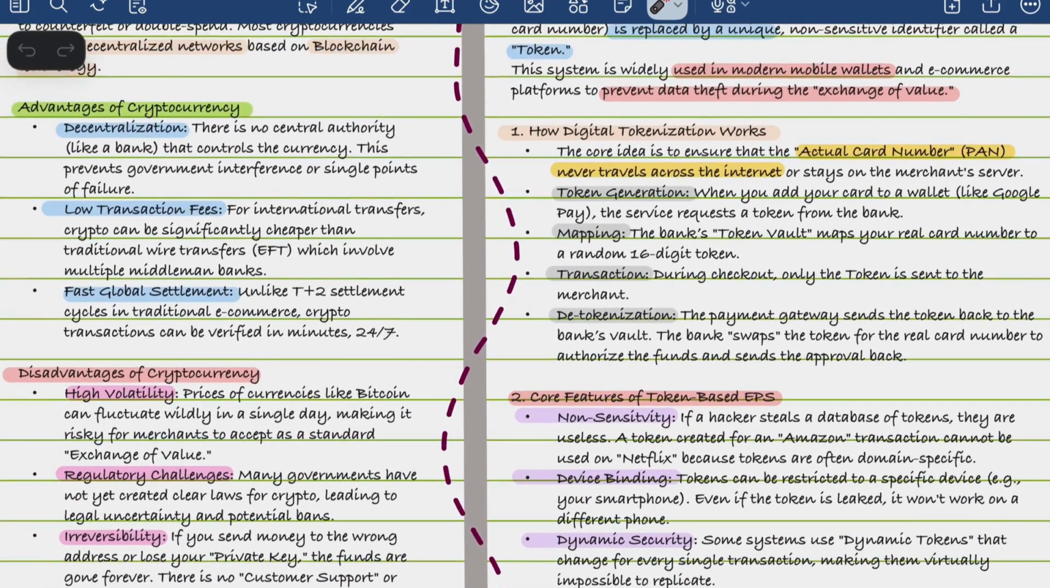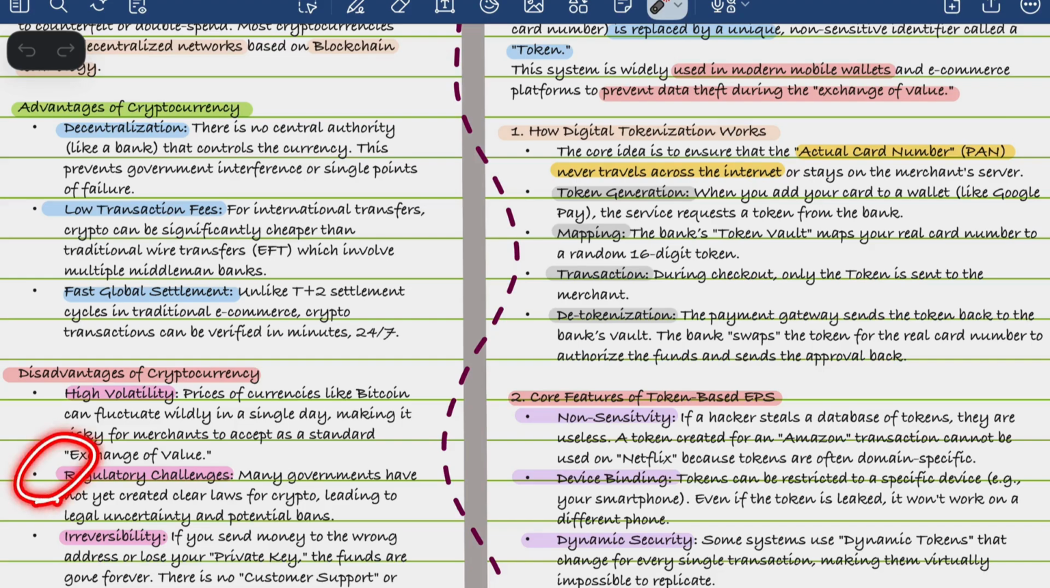But there are a few disadvantages as well. If we talk about disadvantages, there is extremely high price volatility. Cryptocurrency can experience massive unpredictable price fluctuations every single day. This makes it risky for a standard merchant to accept it as a predictable, stable exchange of value.